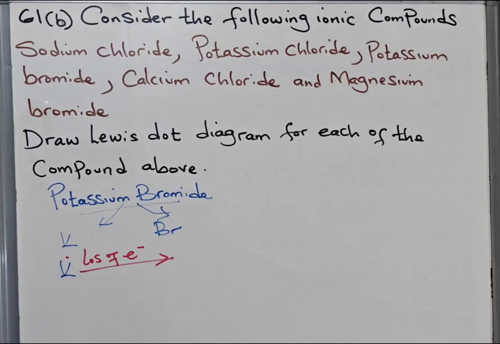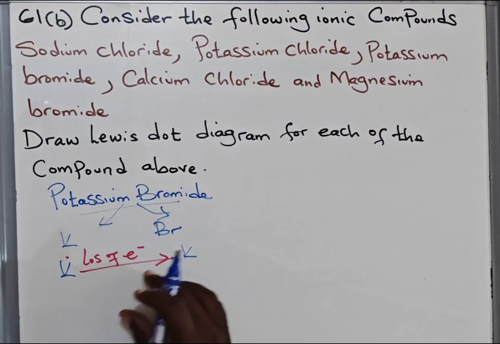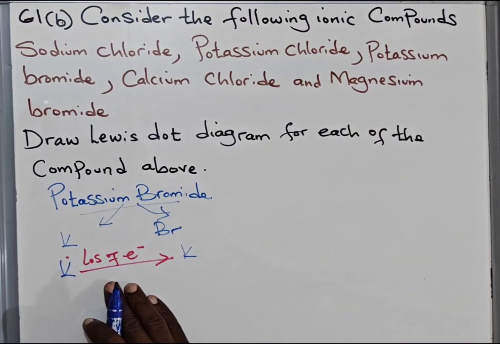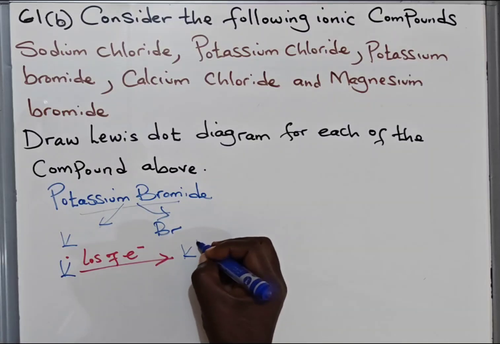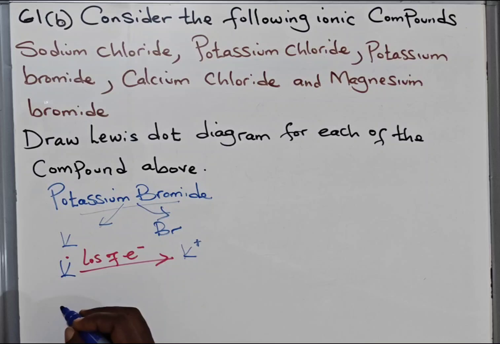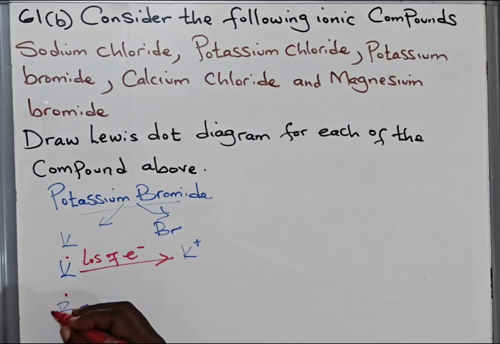When it loses the electron, it becomes K without this 1 electron it has already lost. But because it lost an electron, it attains a positive charge. So when you come to bromine, this is what you have to know. Bromine belongs to group 17, having 7 valence electrons. Okay? We can indicate them here. It's going to be 1, 2, 3, 4, 5, 6, 7.